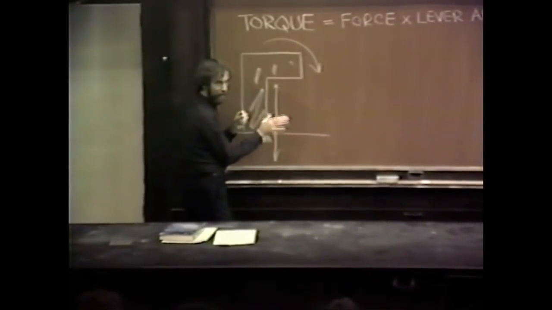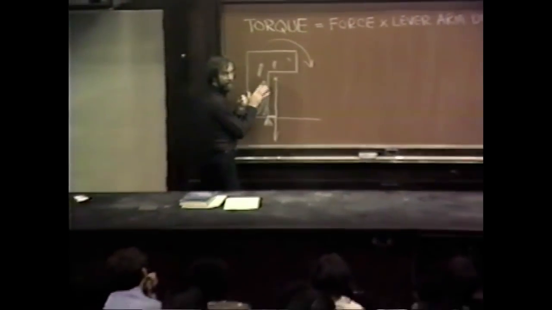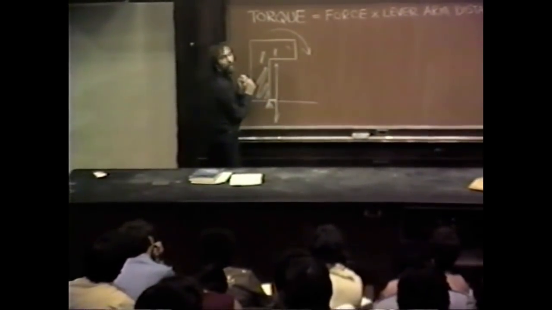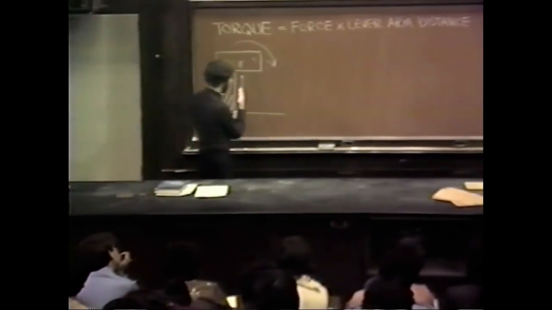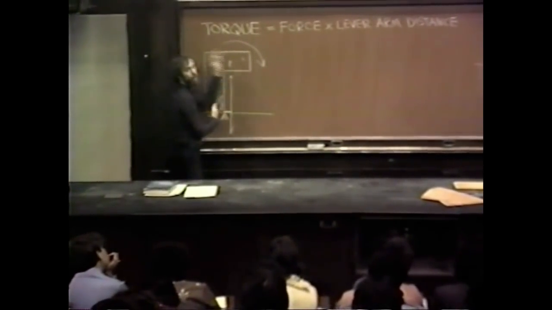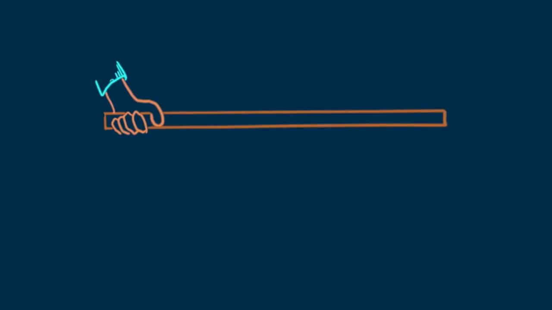And if you have an unbalanced torque on any system, that system is going to change how it rotates. We say it will rotationally accelerate. So if it's at rest to begin with, and it's a torque, whoop, it's going to flip. Over it goes. Back to our screencast.